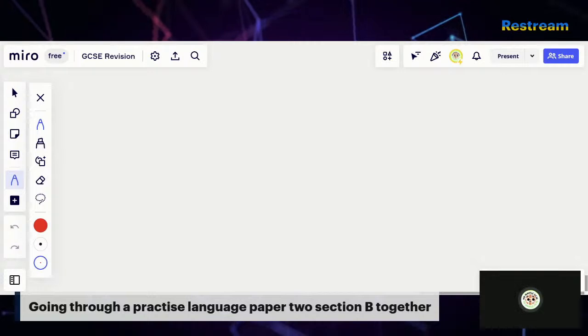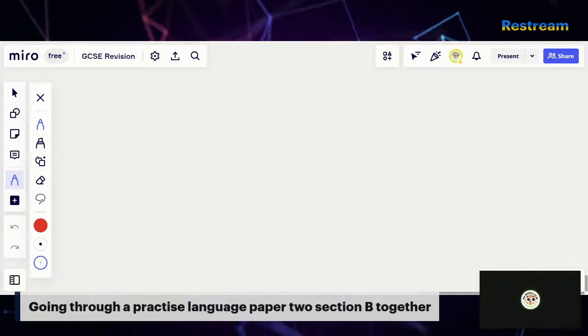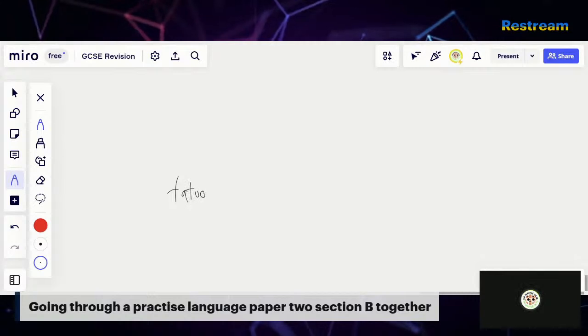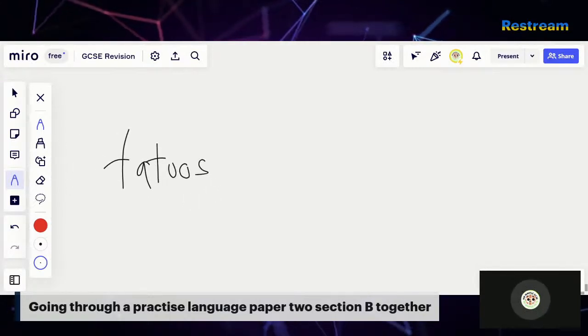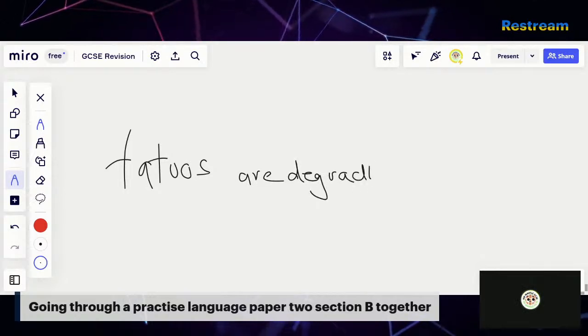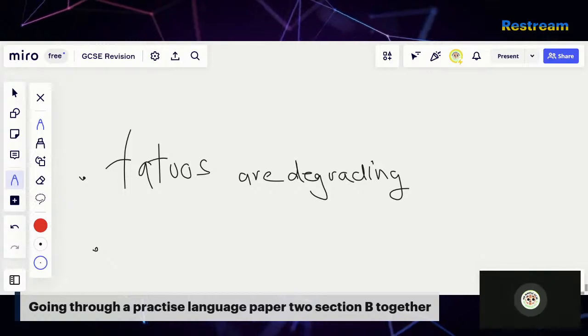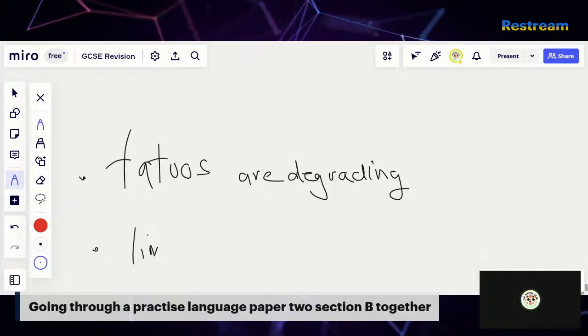So let's break this question up now because we're now going through a practice language paper section. Tattoos. Firstly, the first part was tattoos are degrading. And the second part to that statement was that they limit your chances in life.